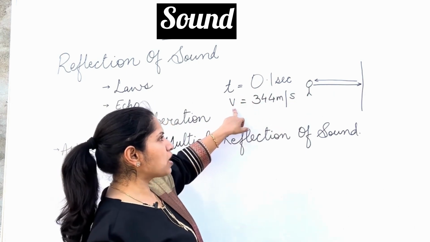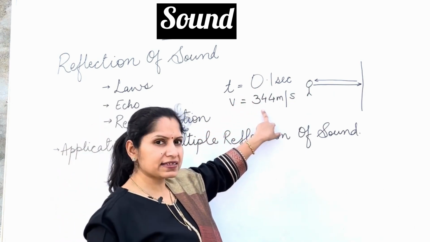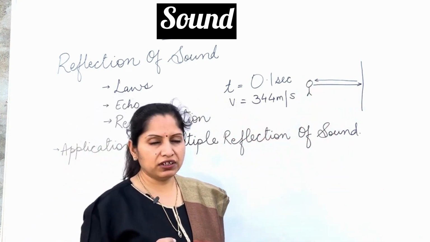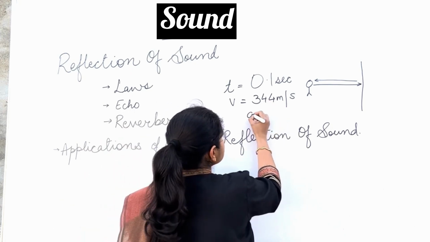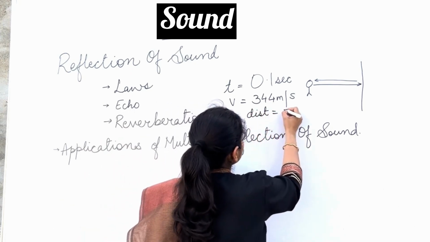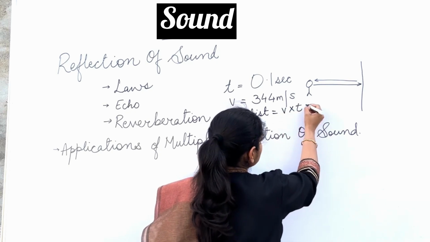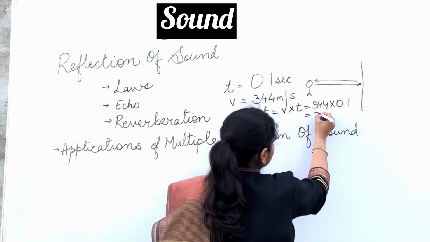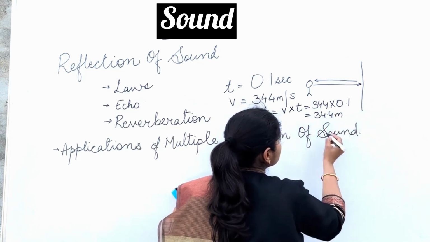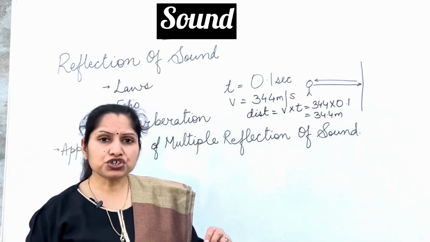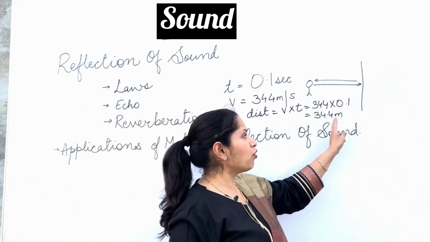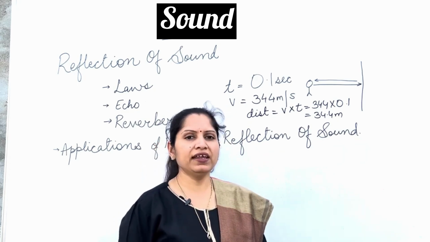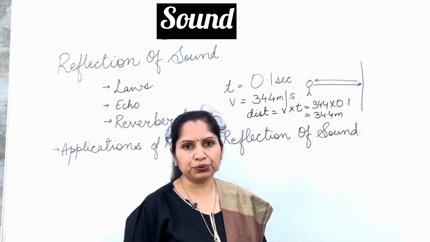If the velocity of sound is 344 meters per second, let's calculate how much distance the sound should cover before reaching your ears. So you all know that distance is equal to speed into time. So it's 344 into 0.1, that will make it 34.4 meters. So these sound waves should travel a distance of 34.4 meters before coming to your ears. Then only you will be able to hear that echo.